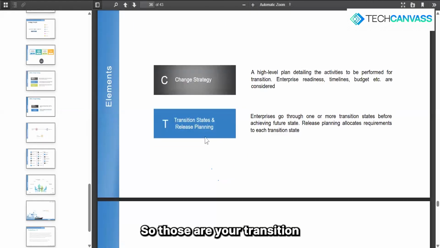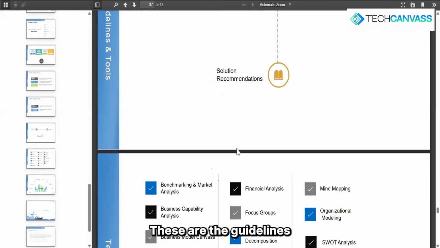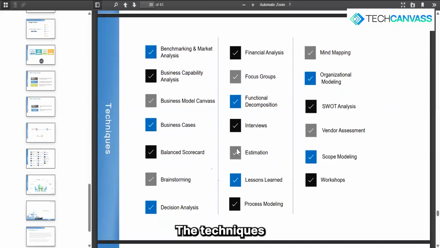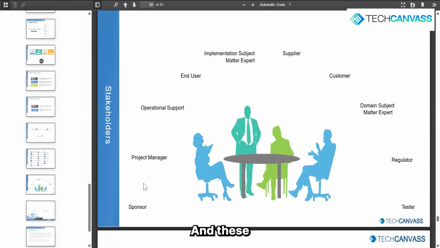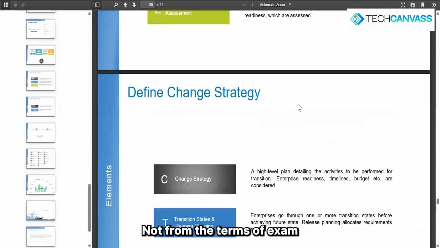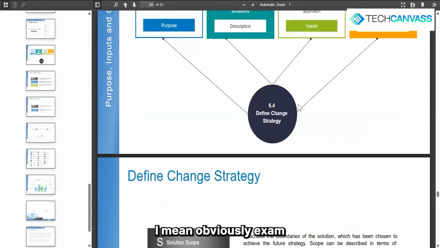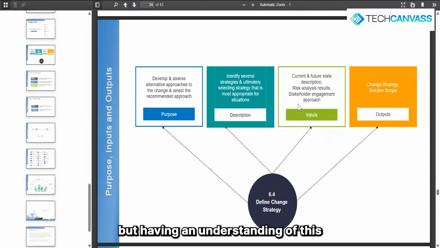Yeah. So those are your transition states and release planning. These are the guidelines and tools, the techniques. Quite a few of them are overlapping, like estimation. You will see business cases here. And these are all the stakeholders. So it's a very important knowledge area, not just in terms of the exam. Obviously, you will have questions around it in the exam, but if you have a fair understanding of this, you can appreciate that you understand the business well. Then you are a professional BA, I would say.